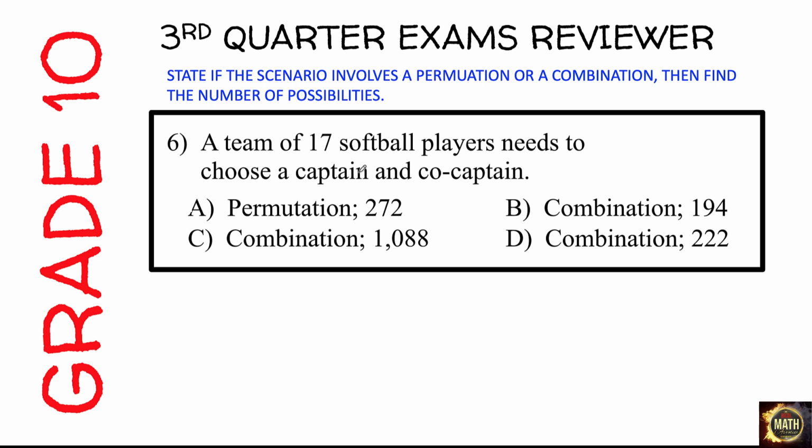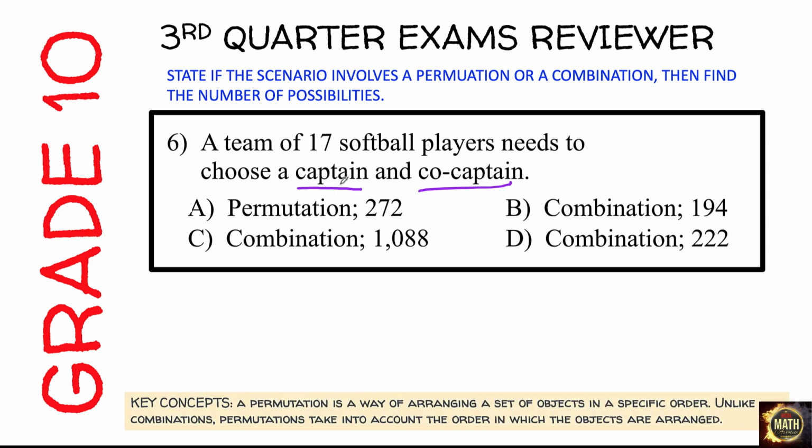A team of 17 softball players needs to choose a captain and a co-captain. So, ang unang titingnan po nyo dito ay, ano ba pwedeng magkapalit ang posisyon ng captain at co-captain? Ang sagot po ay hindi. Dahil kung ikaw yung kapitan, hindi ka papayag na maging co-captain ka lang. So dito, klarado yung seniority, kung sino talaga yung pinakakapitan. And therefore, this is a case of a permutation. So, our N is 17, our R is 2.